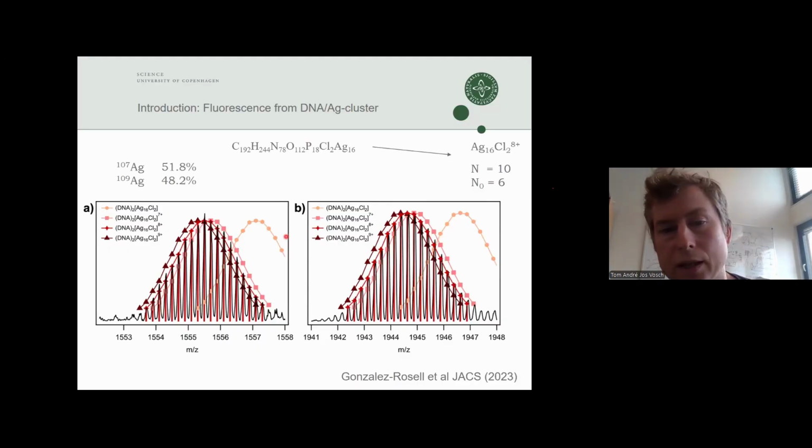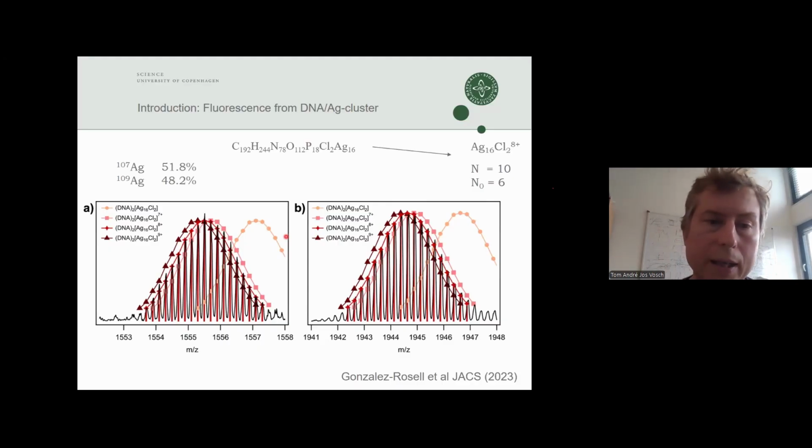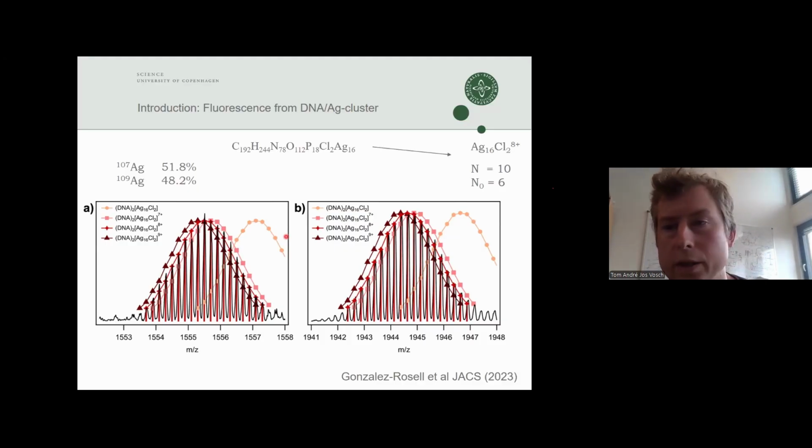Now, the fact that we HPLC purify them also allows us to do mass spec and to determine the composition of these individual atomically precise emitters. So I have given here one example of such a cluster. This is a silver 16 cluster, which also has two chlorides. And mass spec also allows us to determine the charge of these emitters.